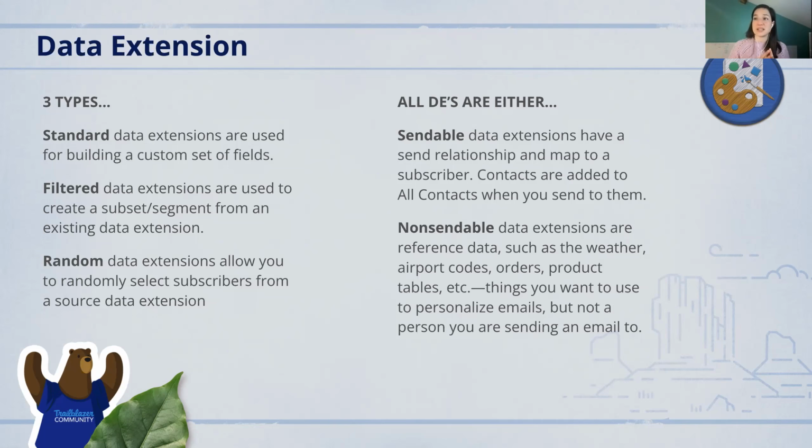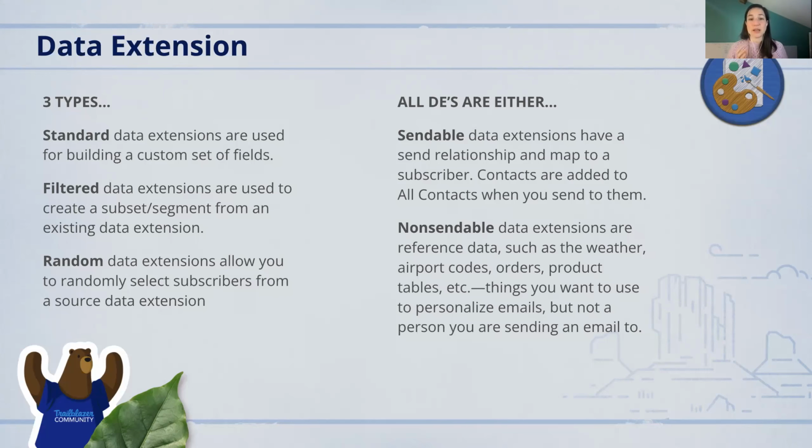Our filtered data extensions: as marketers, we are very concerned about hitting the right person at the right time. We want to filter down our audience and be able to create a target audience. We can use a filtered data extension and segment off of an existing data extension. We may have a whole big list on that first standard data extension. A filtered data extension is going to help us create little segments so that we can really make sure we're honing in on that perfect target audience.